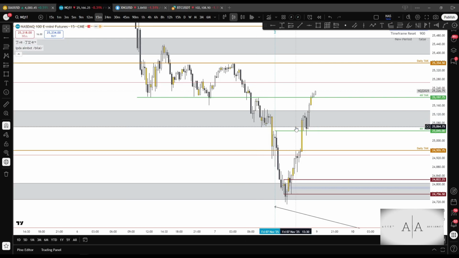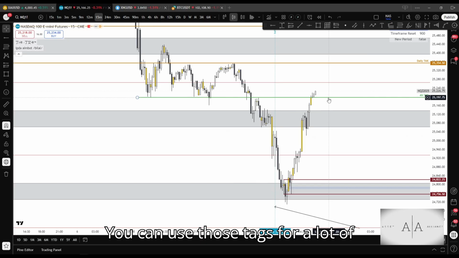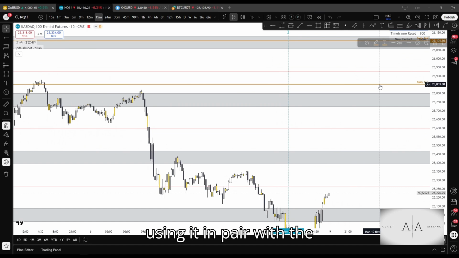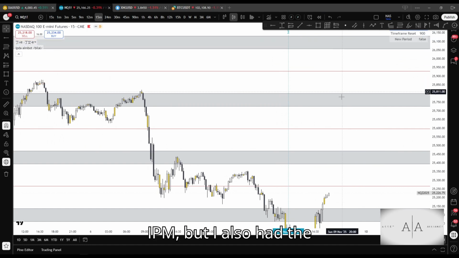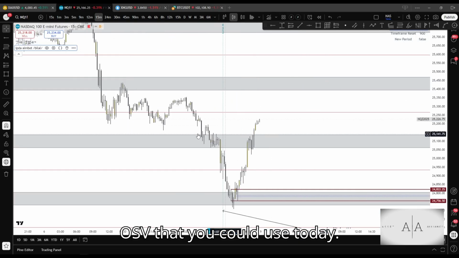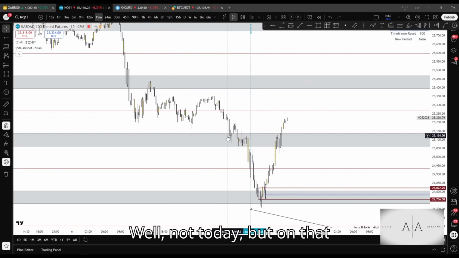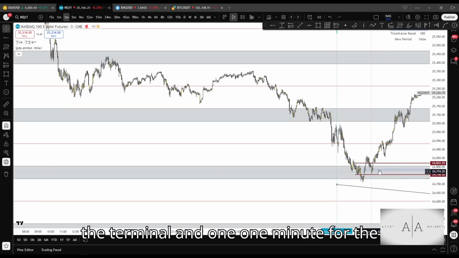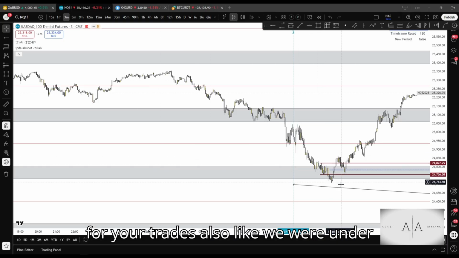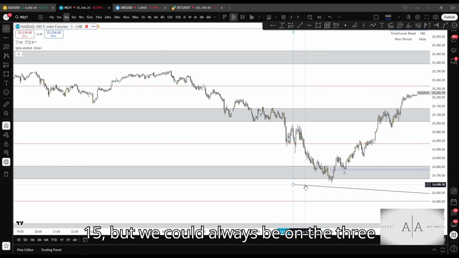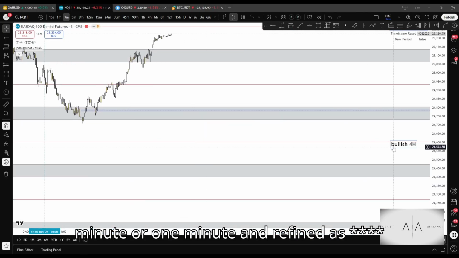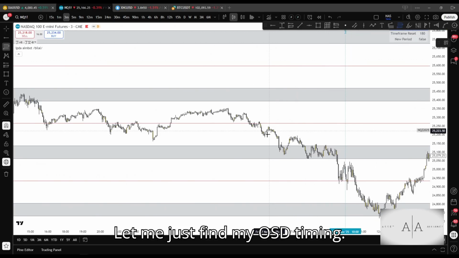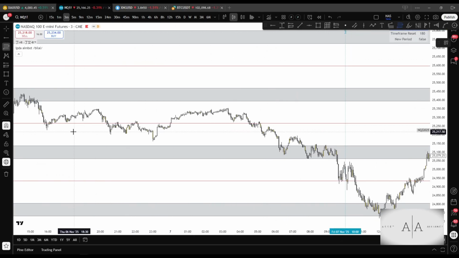So really just, you can use those tags for a lot of things, be it deviations, be it using it in pair with the IPDA Aimbot. I also had the OSTDV that you could use today. Well, not today, but on that day, I'm sure. You can always do it super refined on the 3 minute and 1 minute for your trades. Also, we were on the 15, but we could always be on the 3 minute or 1 minute and refine that, right? Let me just find my OSTDV timing. Okay.